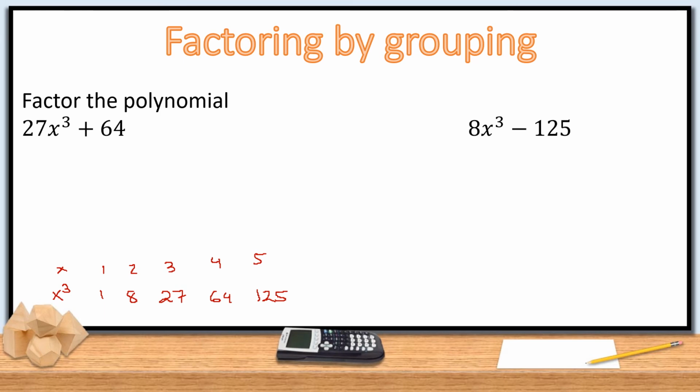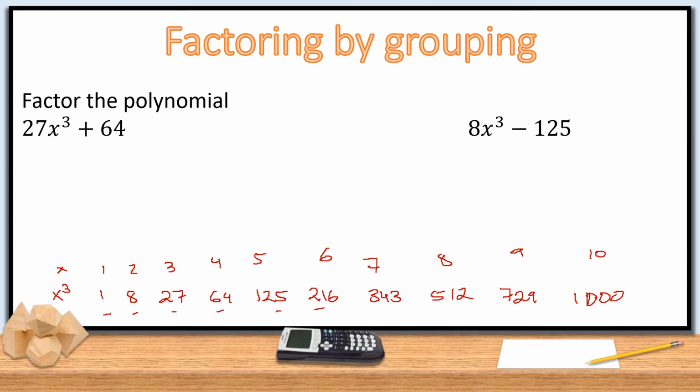6 cubed is 216, 7 cubed is 343, 8 cubed is 512, 9 cubed is 729, and then 10 cubed is 1,000. So even if it's just the first 10 numbers, I would make a list of those, a poster or something like that, and start looking to recognize your cubic numbers.